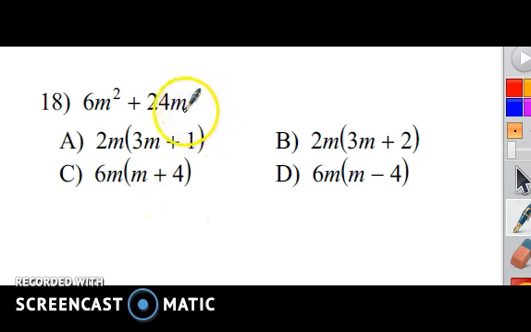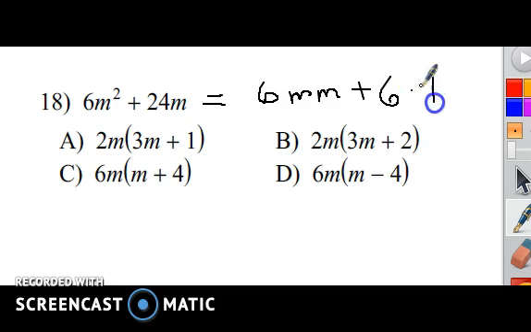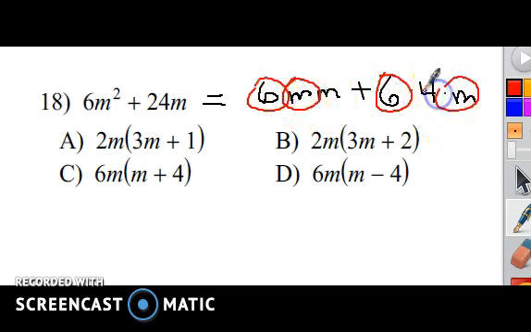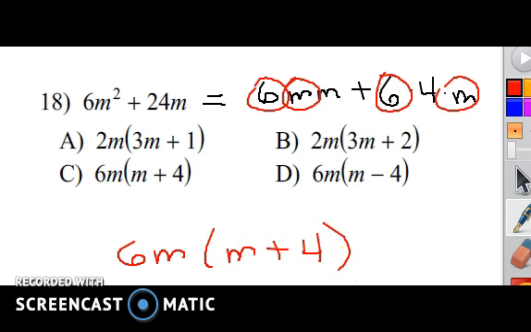Okay, so for our next question, this is another factor question. We have to break apart. I noticed that 6 and 24 have a common factor, and also m is in both. We can pull out a greatest common factor for this problem. I have 6 in both. I have an m in both. I can pull out a 6m from both terms, and I am left with an m plus 4 on the inside of the parentheses there. So our answer for that one is C.